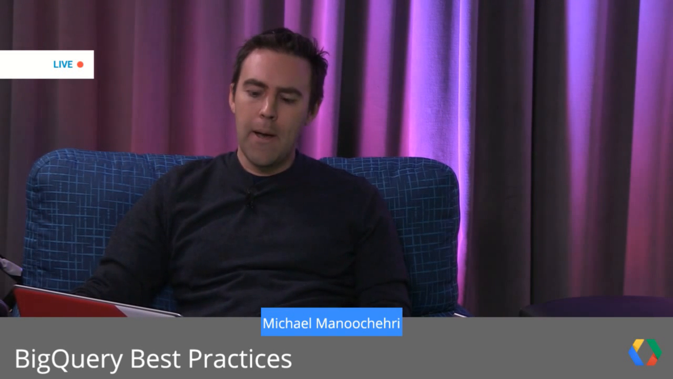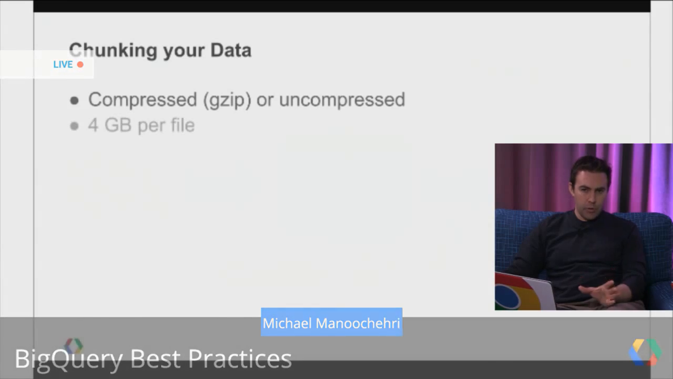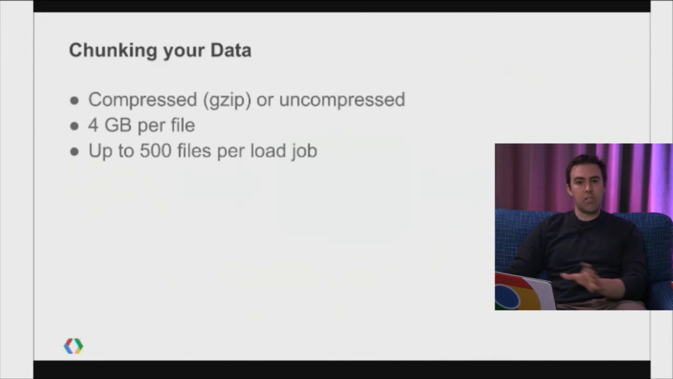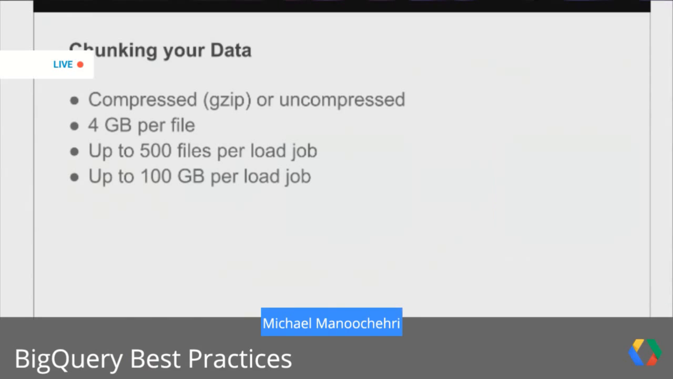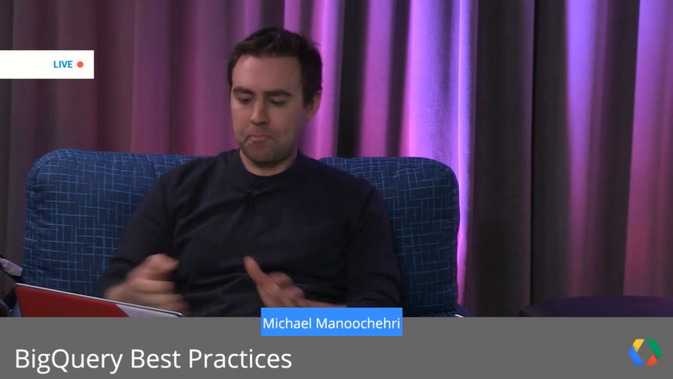BigQuery supports ingestion or loading of both files compressed with gzip and uncompressed files. Right now, the maximum size of each file is 4 gigabytes, but you can ingest large batches of files. You can ingest up to 500 files in one load job, as long as the total job is under 100 gigabytes. Anecdotally, I've run some tests using some of the data that we have internally, and I've been able to ingest upwards of 300 gigabytes of uncompressed data in one load job by first gzipping that data and then ingesting it into a single batch.